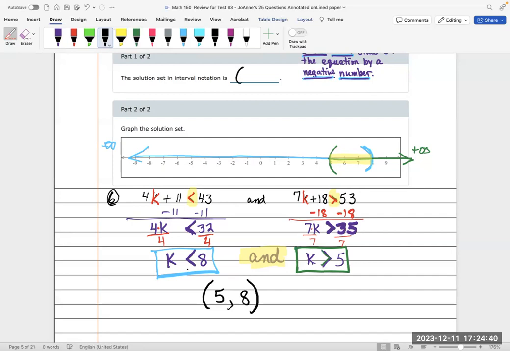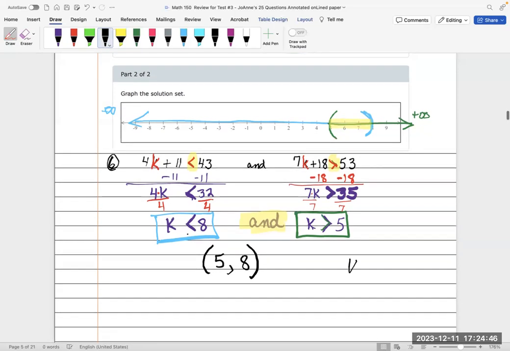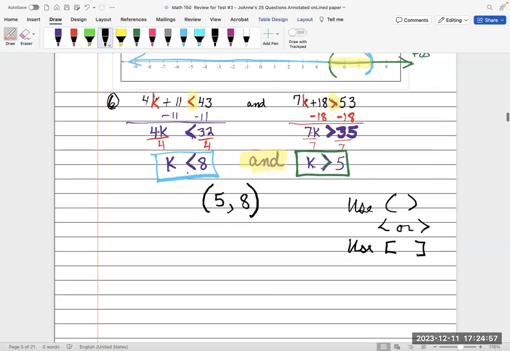So in interval notation, I would have parentheses, because you use parentheses when you have less than or greater than, and you use the brackets when you have less than or equal to, or greater than or equal to. So these are your scenarios. Parentheses, if there is no equal to; brackets, when you have the equal portion with your inequality. This would be your answer.